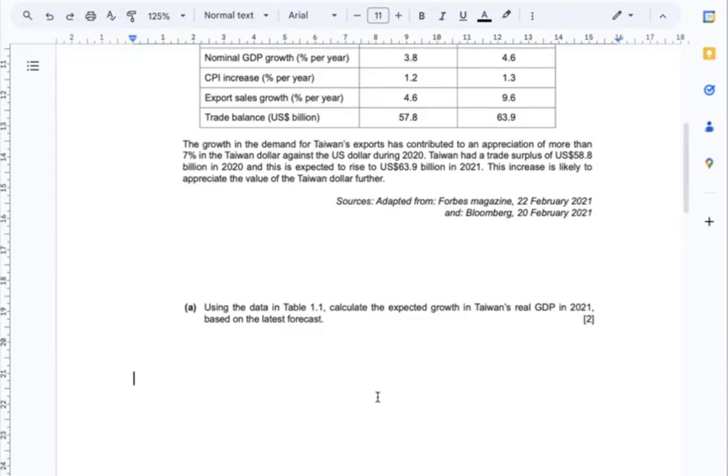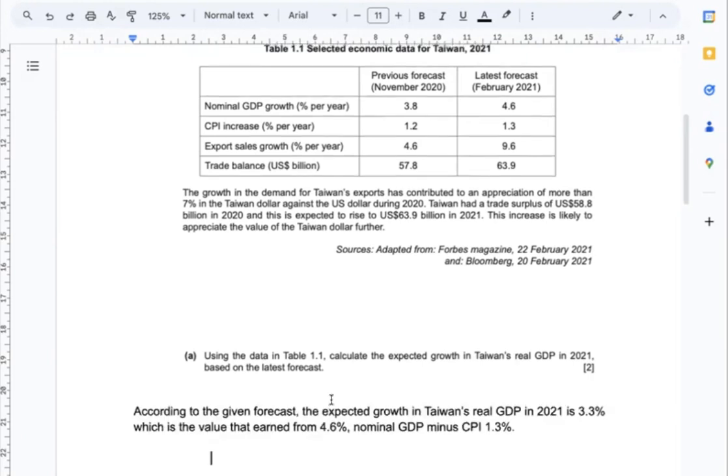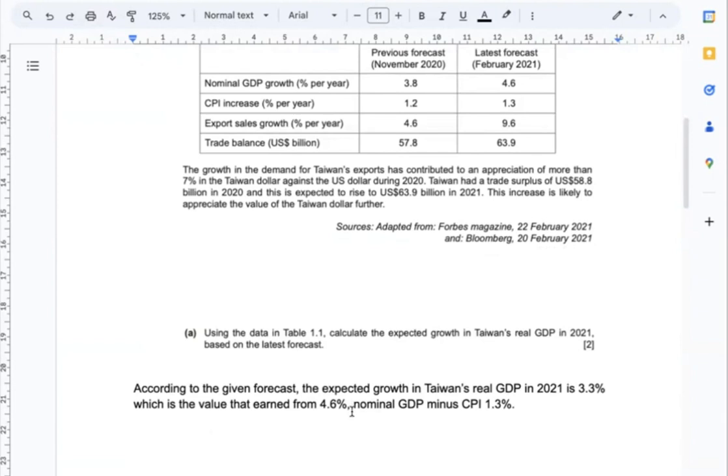Question A, using the data in table 1.1, calculate the expected growth in Taiwan's real GDP in 2021 based on the latest forecast. According to the given forecast, the expected growth in Taiwan's real GDP in 2021 is 3.3%, which is the value that I get from 4.6, which is nominal, minus CPI 1.3.